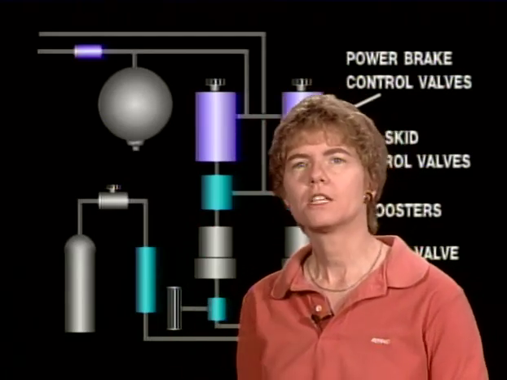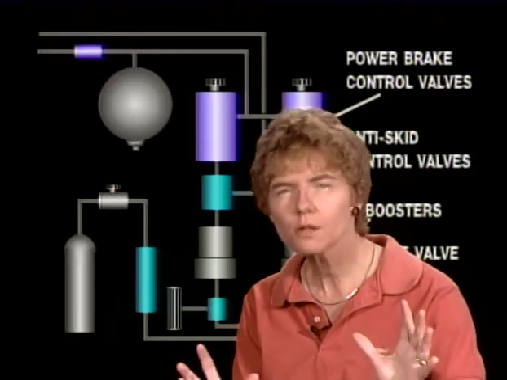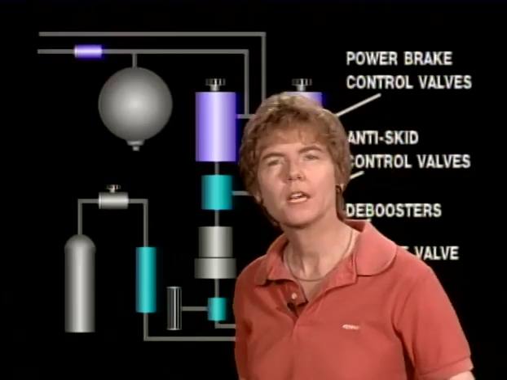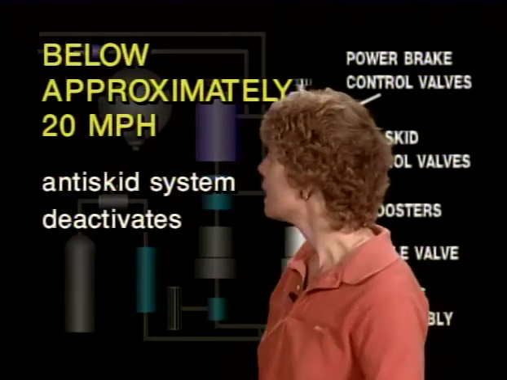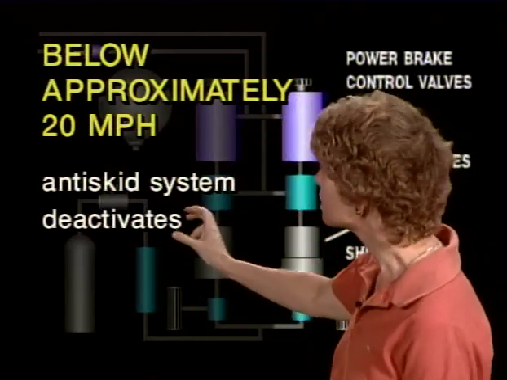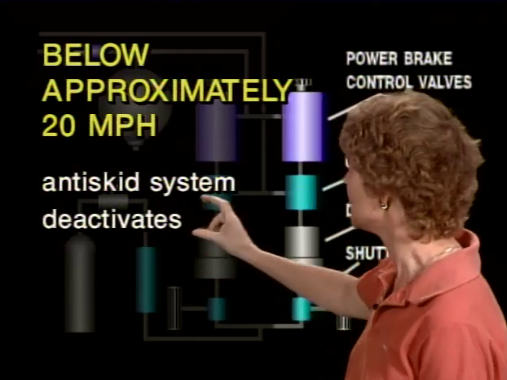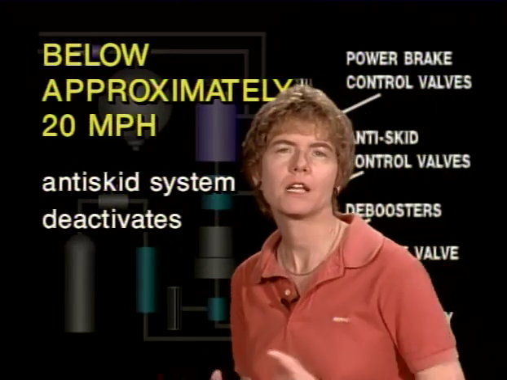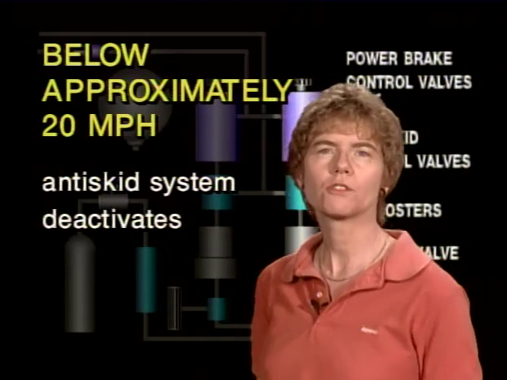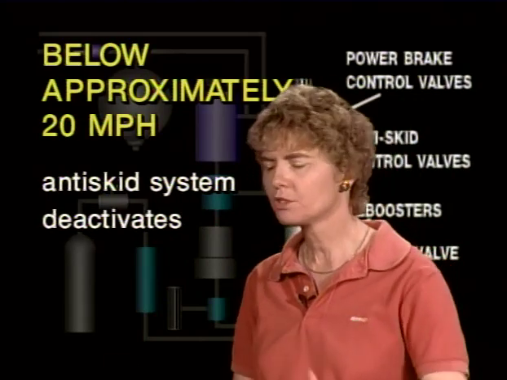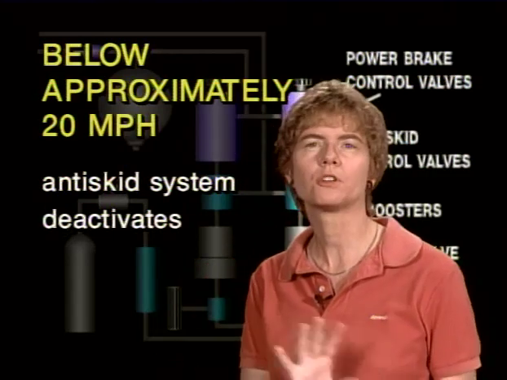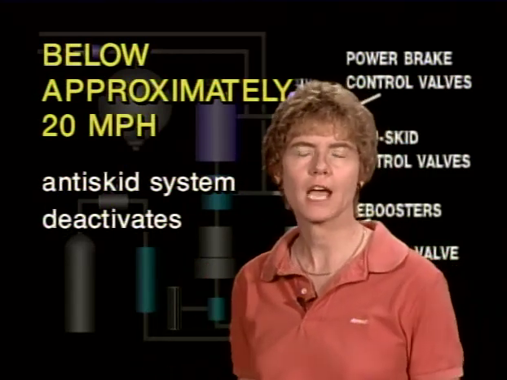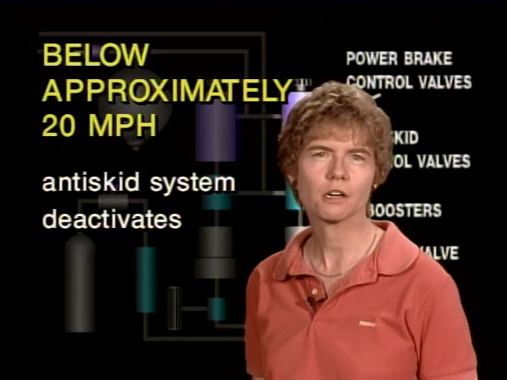Now, when the airplane is slowed down but not quite come to a stop, below approximately 20 miles an hour, at that point the anti-skid system deactivates. The pilot then will have normal skid control, which means he'll be able to put on a brake and kind of pivot around it. He's going to be able to use the brakes to help him on the taxi and on maneuvering the aircraft.